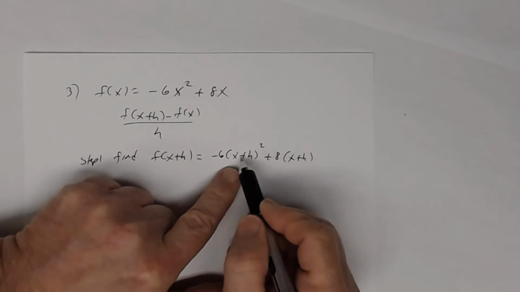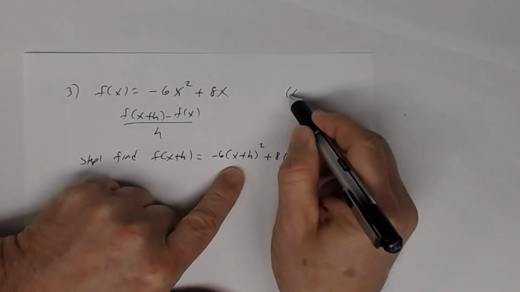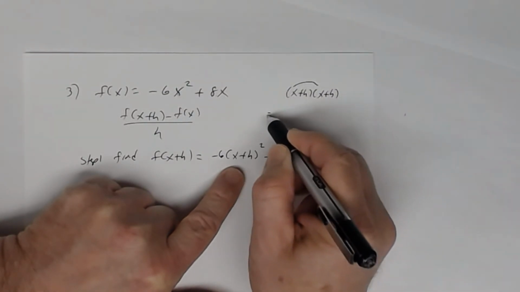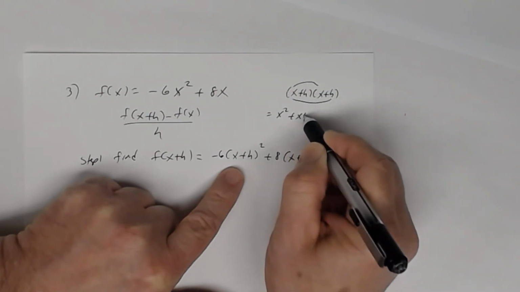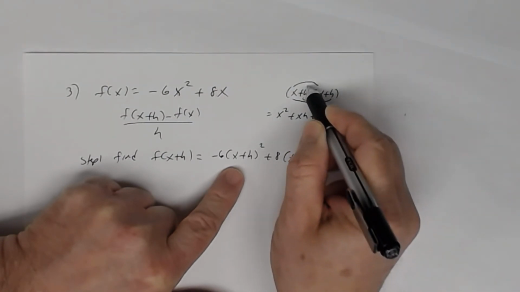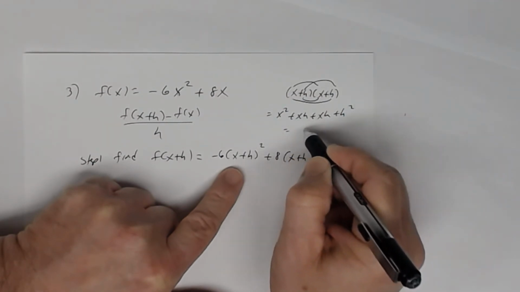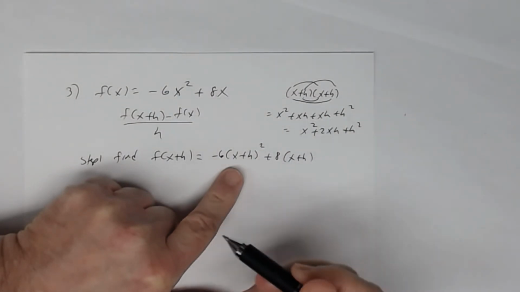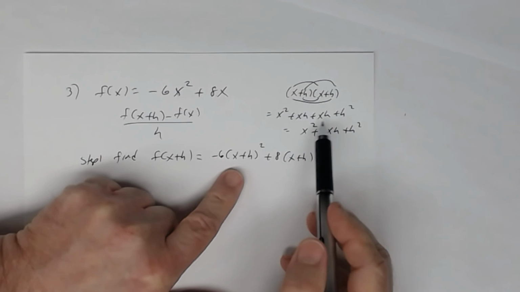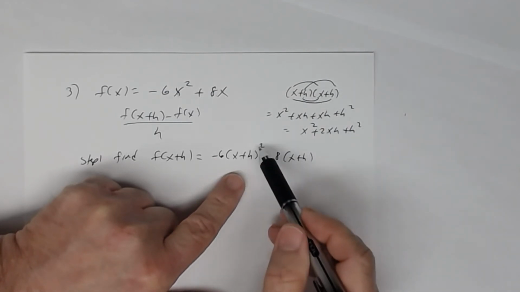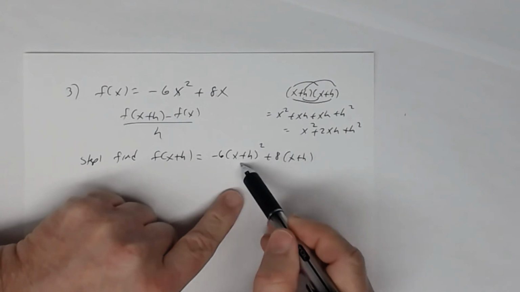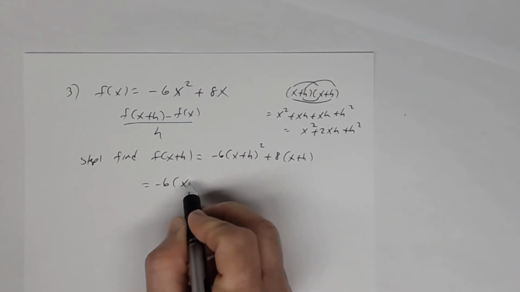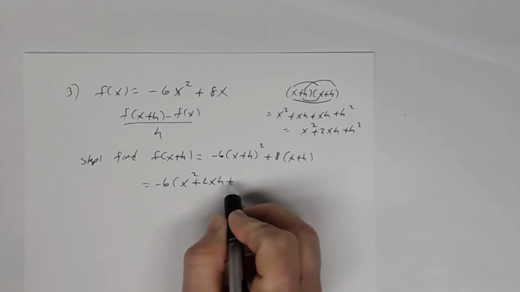We all know how to figure out x plus h squared. It means x plus h times x plus h. If I FOIL, x times x is x squared, the outer is xh, the inner is also xh, and the last is h squared. Combining like terms, that's x squared plus 2xh plus h squared. Notice that's the same as the previous problem, so at some point you won't have to do this anymore because you already know. So this becomes negative 6 times x squared plus 2xh plus h squared.